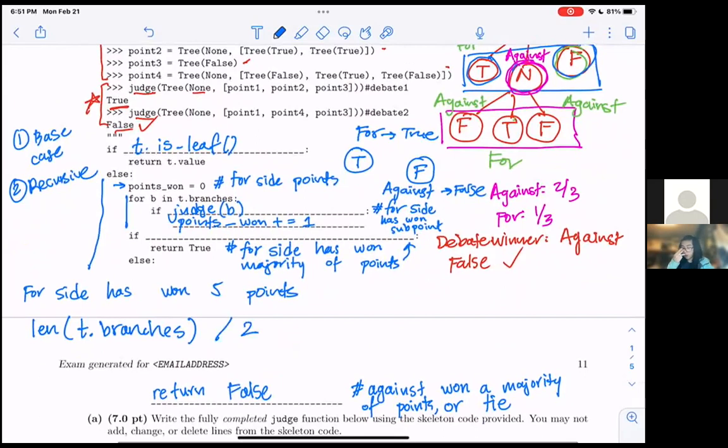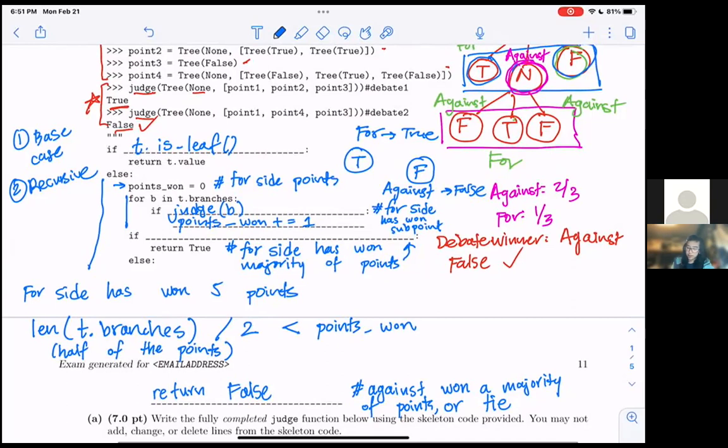And in order for the for side to have won a majority of the points, we need to say that the length of T dot branches divided by 2, or in other words, half of the points, is less than the number of points won by the for side, which is stored by the points1 variable.